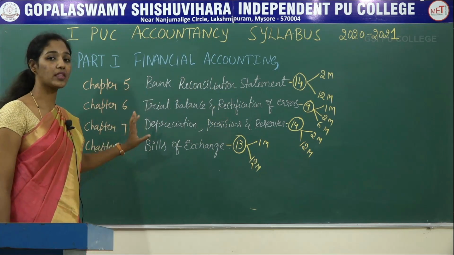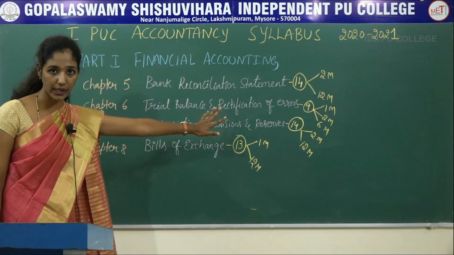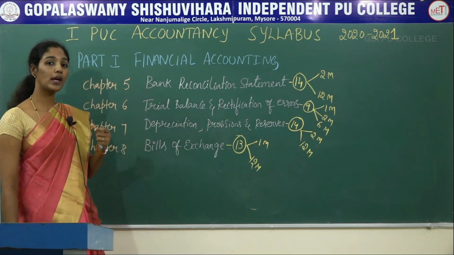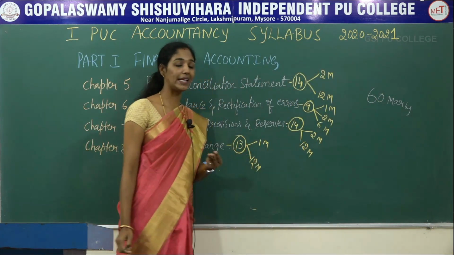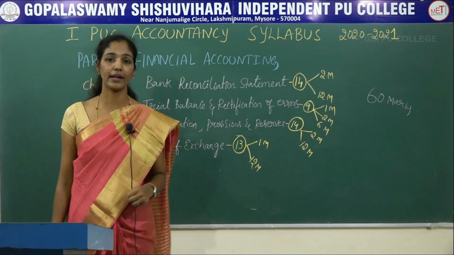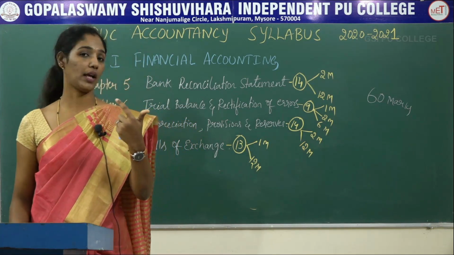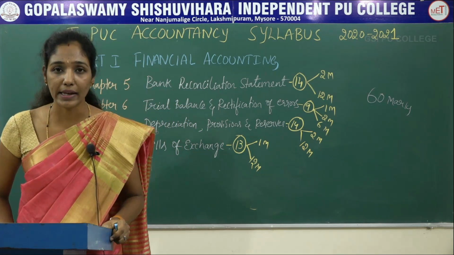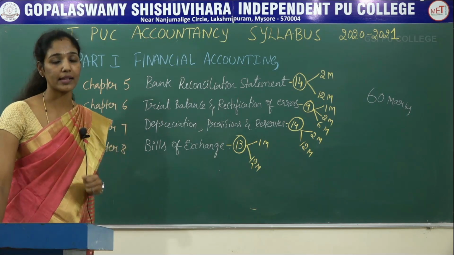So a total of 8 chapters are covered under part 1, financial accounting. In part 1 you can score a total of 60 marks by referring to only 3 chapters, that is nothing but recording of transaction 1, recording of transaction 2, and bank reconciliation statement. Now let's move on to part 2, that is accountancy.